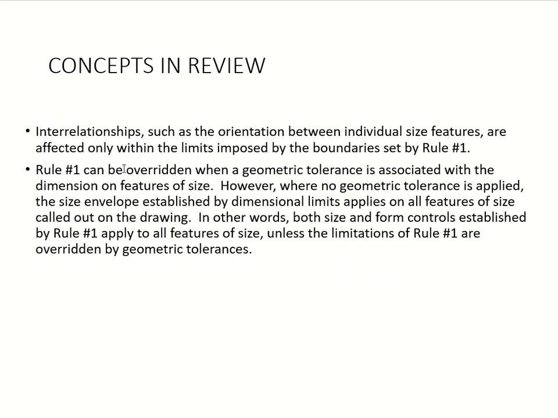All right, this is just a review. Interrelationship is the orientation between the individual size features. They can only be affected within the limits imposed by the boundaries set by Rule 1. But we don't really care about it, because Rule 1 is going to override the geometric tolerance associated with the dimension on features of size. So Rule 1, again, size form controls, applies to all the features of size.